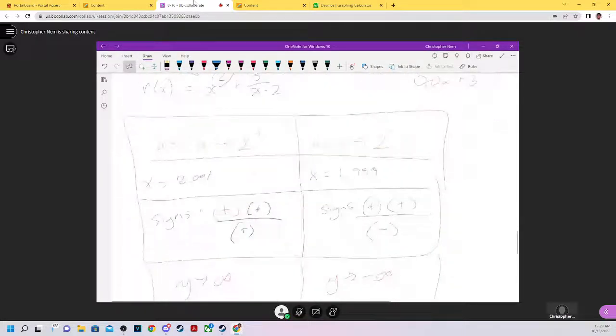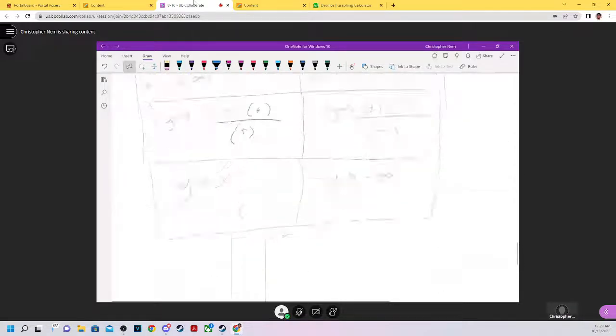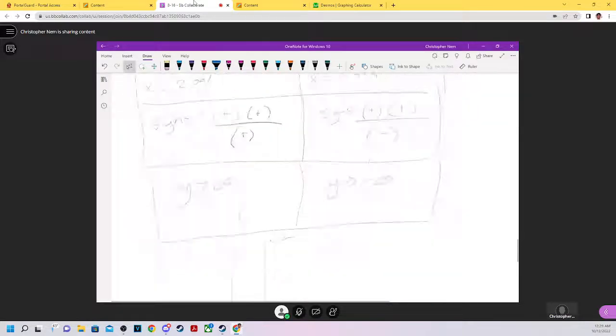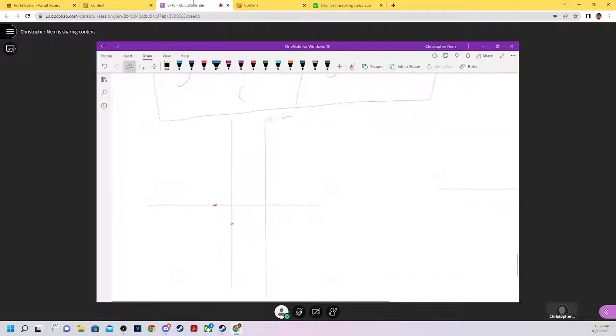Now I draw my end behavior. The end behavior says they're both going to go upwards, which means at the very end, whatever my function does, it's going to go up on the left side and it's going to go up on the right side. I don't really know how to play it out, but it's going to do that.